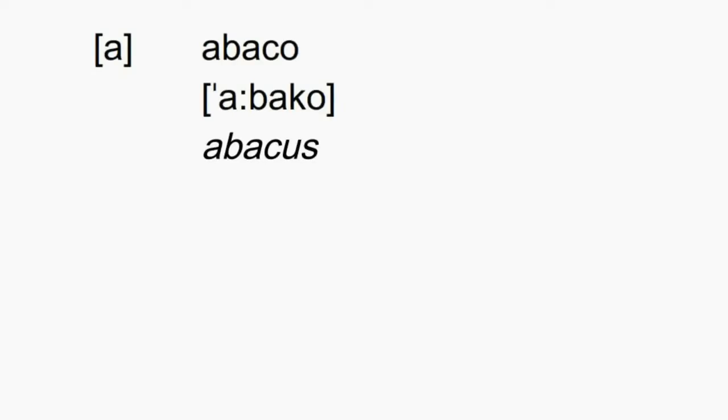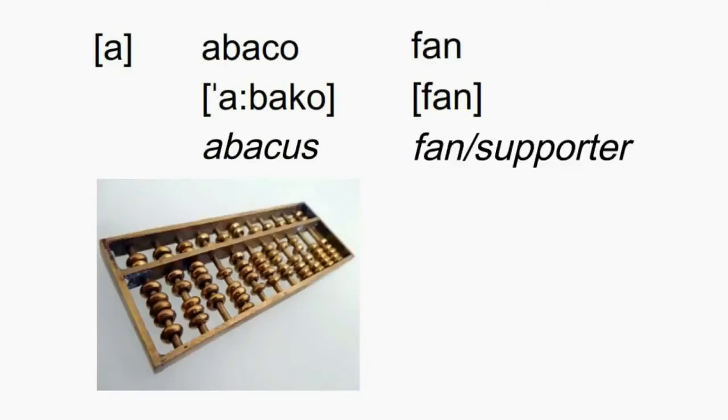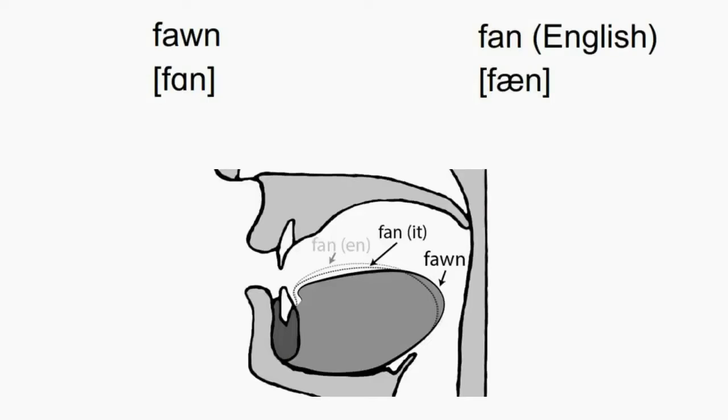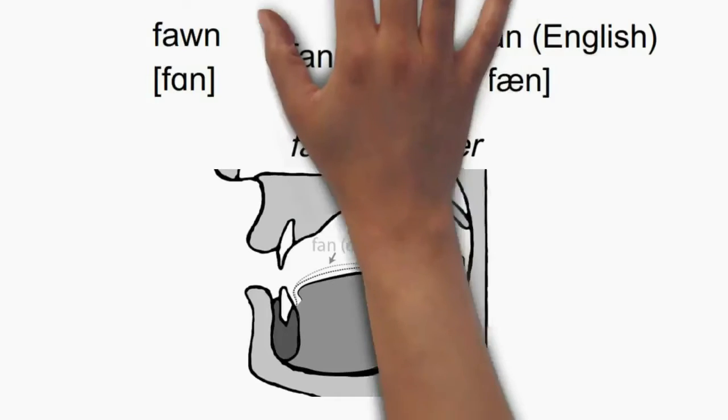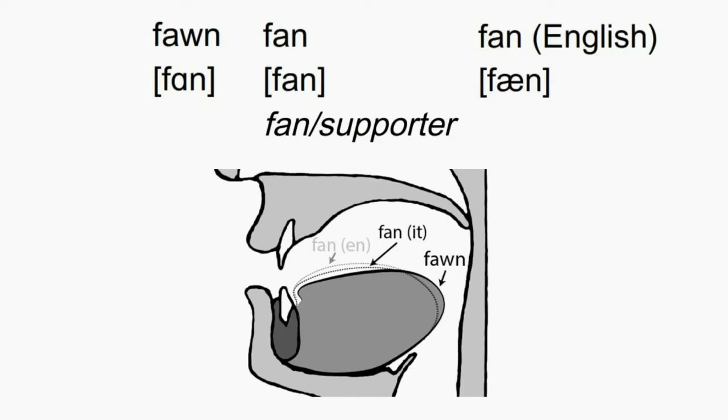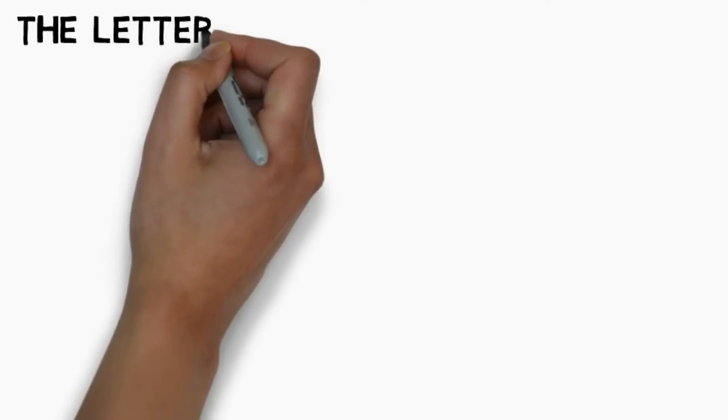Next comes A, as in abaco or fan. This vowel is similar to English's A as in father, but it's a bit more forward in your mouth. You can get a feel for that by comparing the English words fawn and fan. When you say fawn, your tongue is low and far back in your mouth. And when you say fan, your tongue moves forward. The Italian vowel A is around halfway in between those 2. Fan.